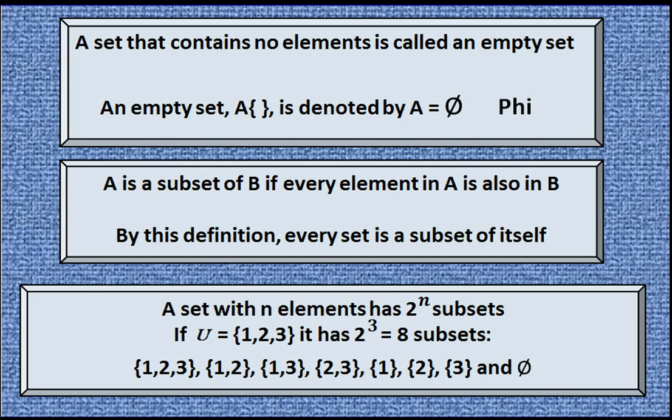A is a subset of B if every element in A is also in B. By this definition, every set is a subset of itself. A set with n elements has 2 to the n subsets. If U, the universal set, equals {1, 2, 3}, it has 2 to the third power, or 8 subsets. These are {1}, {2}, {3}, {1, 2}, {1, 3}, {2, 3}, {1, 2, 3}, and the empty set phi.